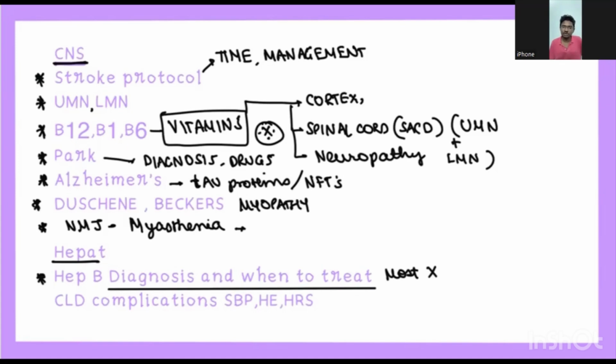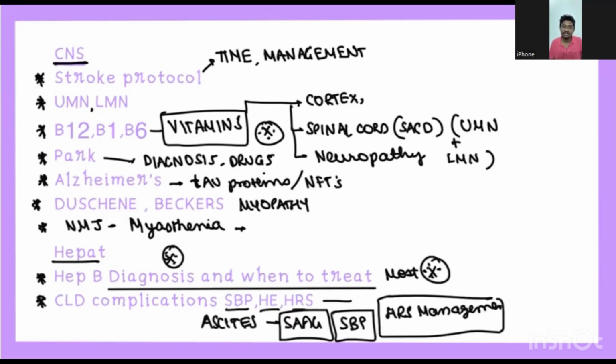Next, again coming on to CLD, the complications they are again and again focusing on. Mainly ascites. In ascites, you should know the SAAG, how to classify into low SAAG ascites and high SAAG ascites. And you should know the SBP part, spontaneous bacterial peritonitis: what the criteria for diagnosis are and how to treat a patient of SBP.